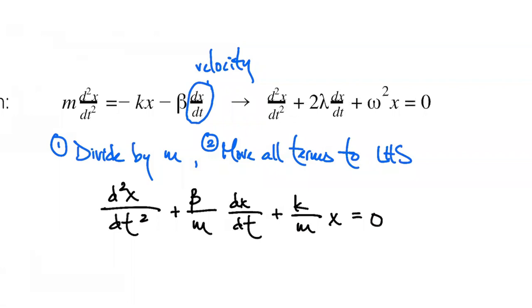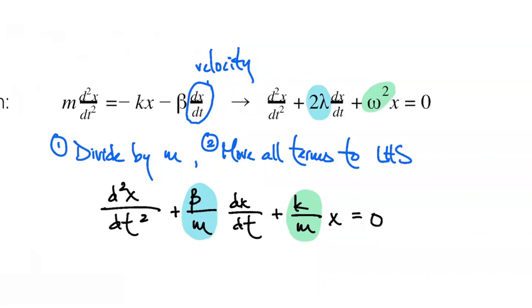And as we saw in the previous question, it was a little easier to think about omega squared as a different way of writing k over m, but those two were equivalent. Omega squared is equal to k over m. Similarly, if we take this beta over m and replace it with 2 lambda, it makes life a little easier on the back end.